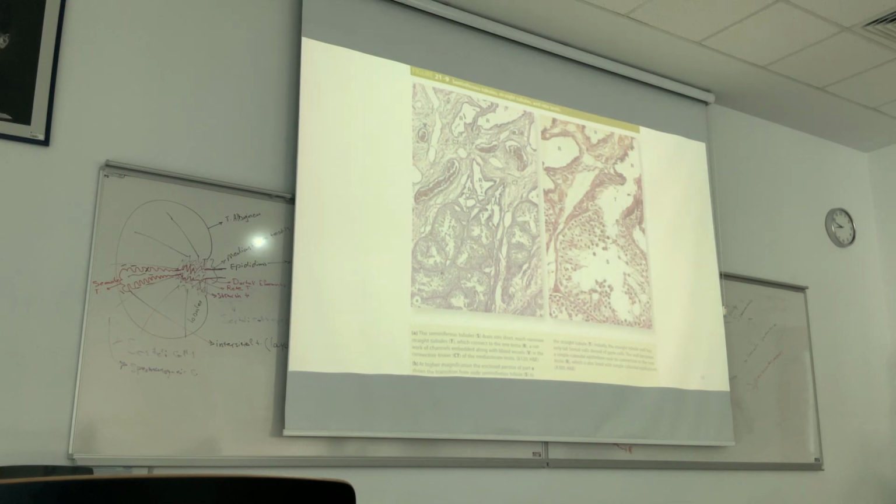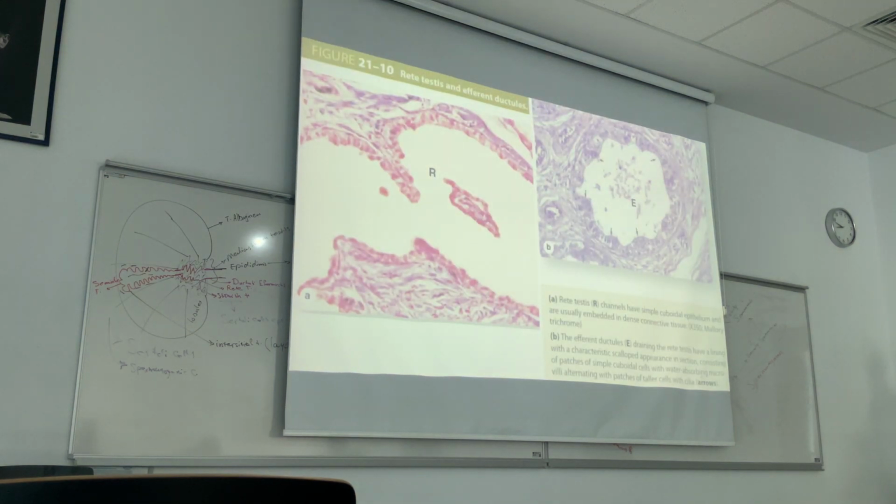In the wall of rete testis, we have simple cuboidal epithelium, and in the outer side, we have irregular dense connective tissue. Here again, you can see the rete testis, and in the outer side, we have the irregular dense connective tissue. How can we understand this is a section from rete testis? Because of this simple cuboidal epithelium. This rete testis continues with the ductus efferentes or ductuli efferentes.